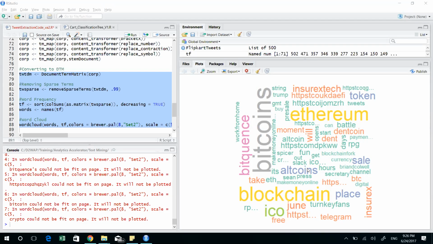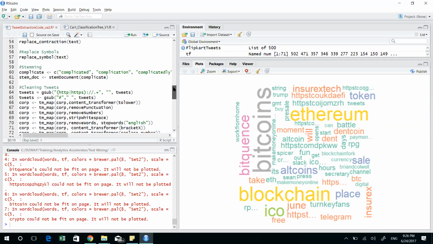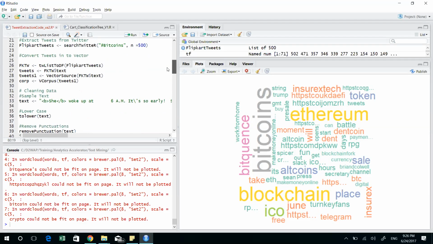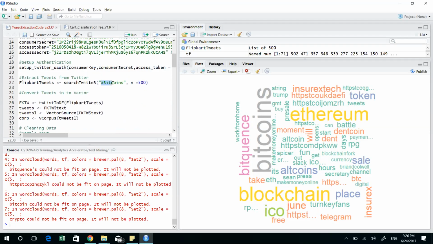Exactly, Jagrup, you're absolutely right. Jagrup has asked what I have done: I have extracted 500 tweets using the keyword Bitcoin, and the output in the form of a word cloud is what you're seeing on the right side of the window. George has another question: are you extracting any particular account? Oh, no. George, this is not from any specific account. These are more of hashtags and keywords which I'm trying to extract. If you look at my search query, that's hashtag Bitcoins. These are generic. Yeah, exactly.